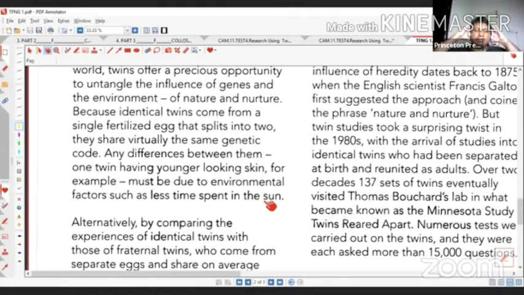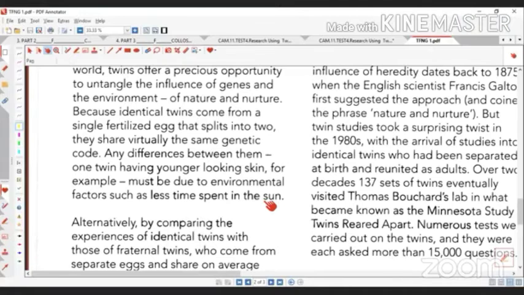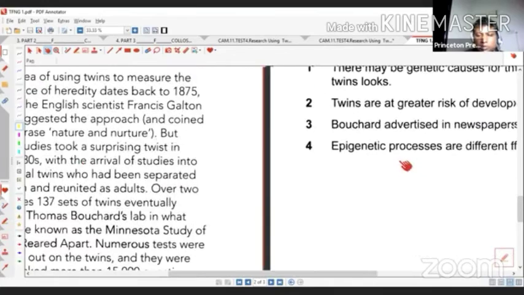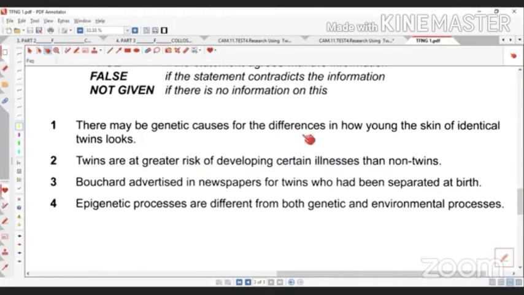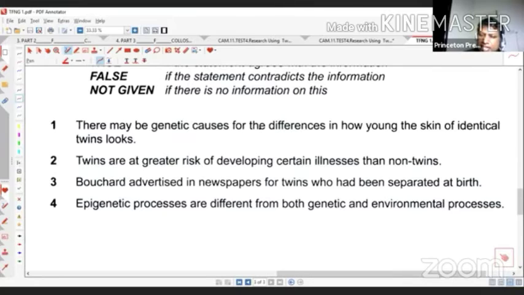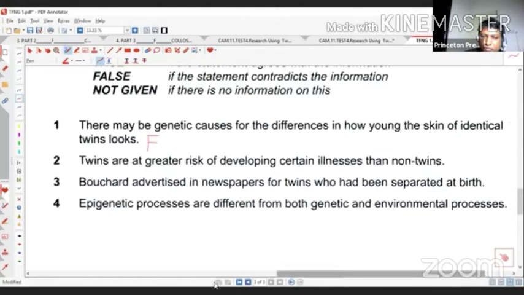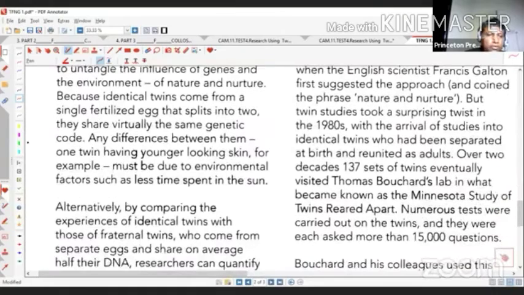So it should be the same. There is no reason but environmental factors, not genetic factors. So what will this be? There may be genetic causes. Is there any genetic cause? No, there are no genetic causes, it's environmental. So this is False. So we found that it's false, and now let's see the next.